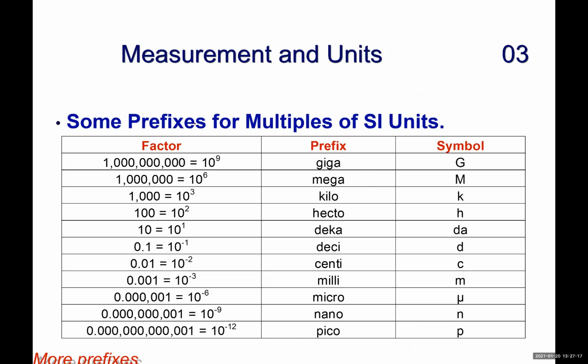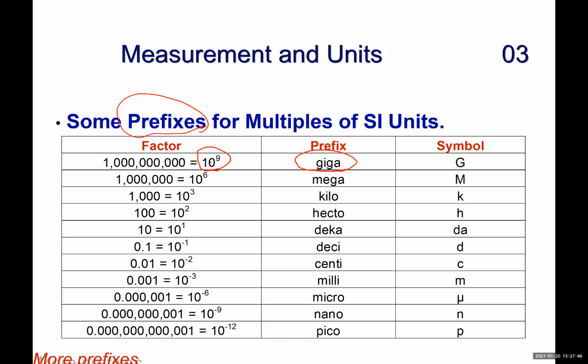Sometimes if you are using a very large unit, several orders of one unit, or using a very small fraction of a unit, we use prefixes. So if I say gigameter, it's a very large unit of meter. That means 10 to the power of 9 meters.